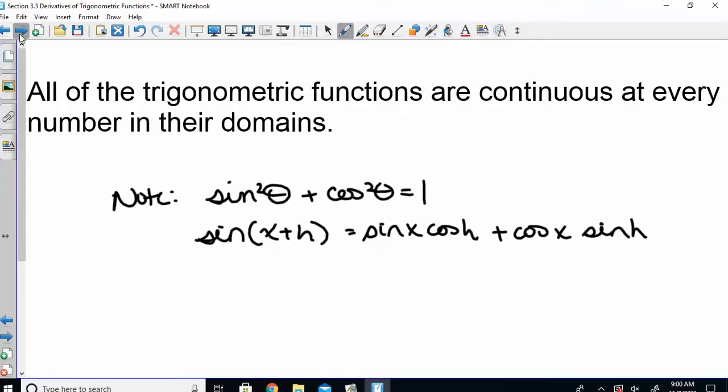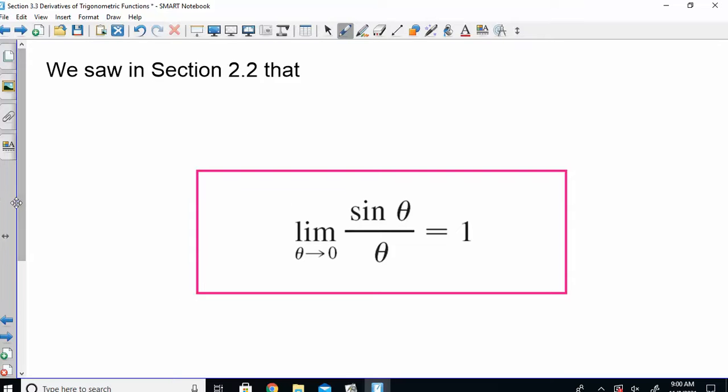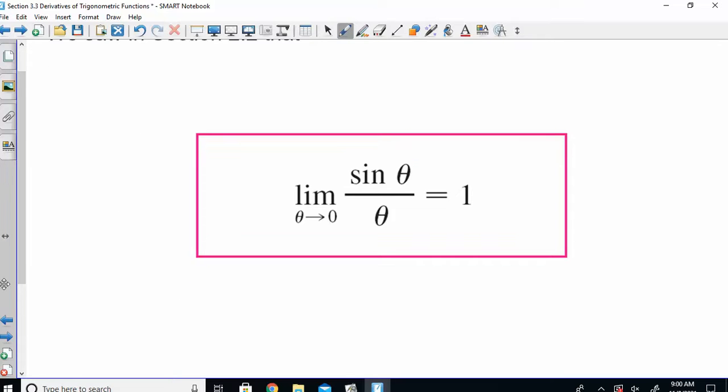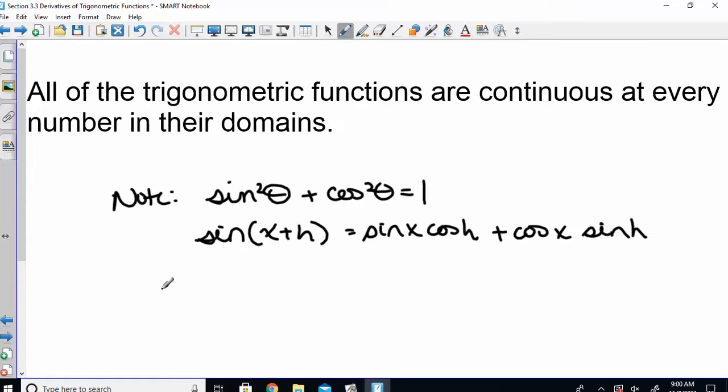One result that we had way back in chapter 2: limit as theta approaches 0 of sine theta over theta does equal 1. So that's something that we've seen before, but we'll come back up here. All right, let's do a problem.